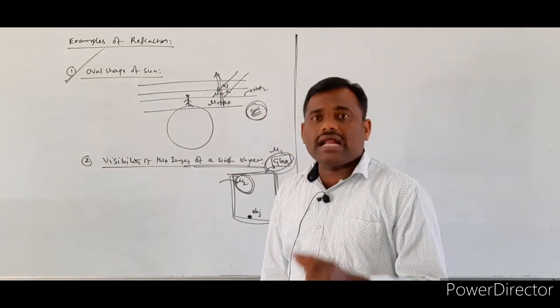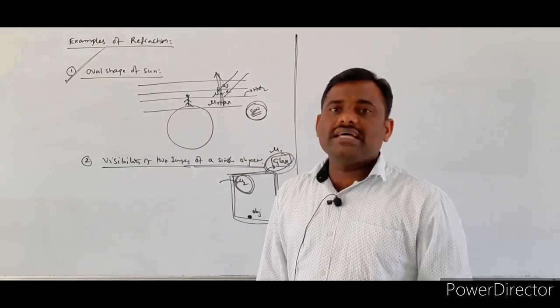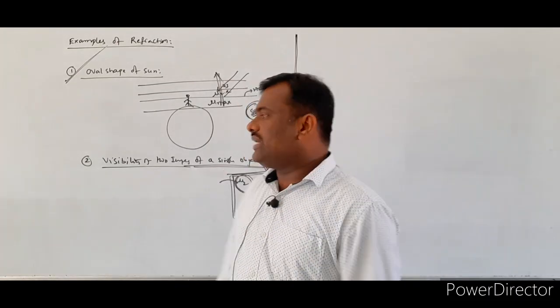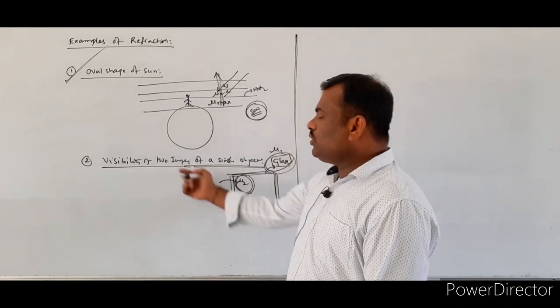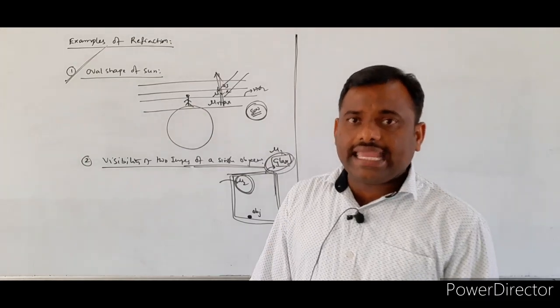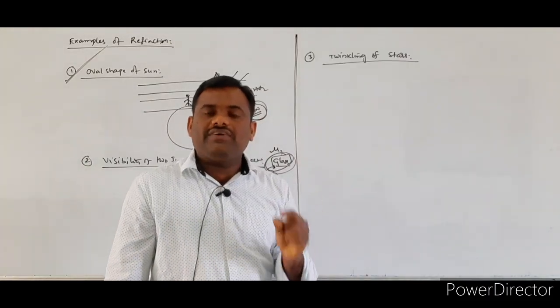Whenever the light rays are traveling through different media, they will undergo different refractions. So here we feel that two images are given for a single object. So this is the second application: twinkling of the stars.